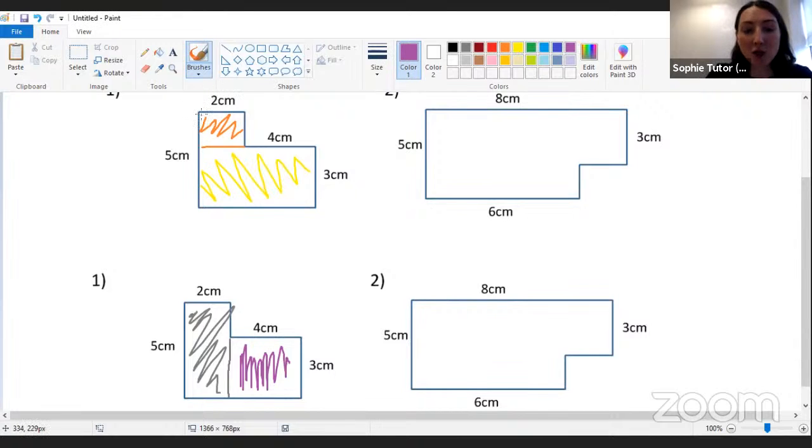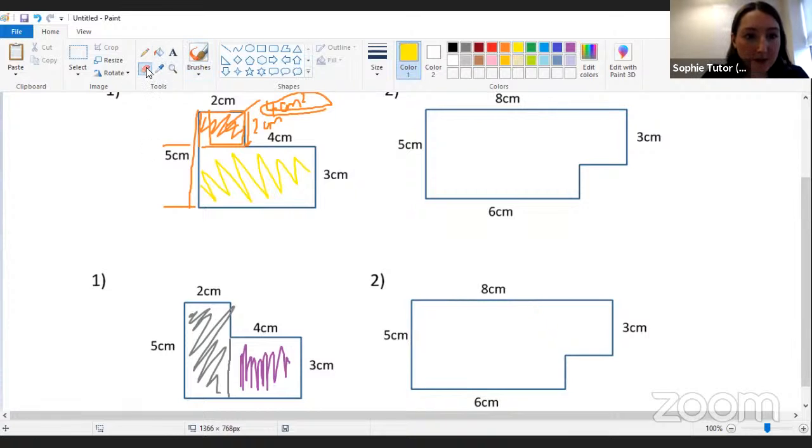Now, if we were doing the top bit, that's the orange bit. Let me go back to this one. This here is 2 centimeters. This bit here is also 2 centimeters, because if we notice, this whole thing is 5 centimeters, and this thing is 3 centimeters. So if this bit is 3 centimeters, that's got to be 2 centimeters. And so we're going to be doing 2 times 2 centimeters. So that bit in the middle here is going to be 4 centimeters squared. That's going to be our area of the middle shape.